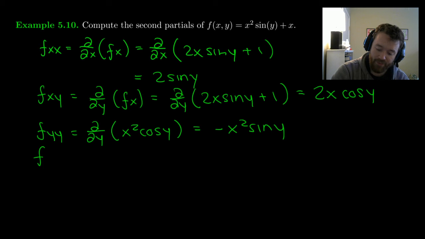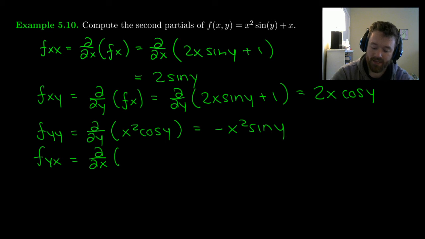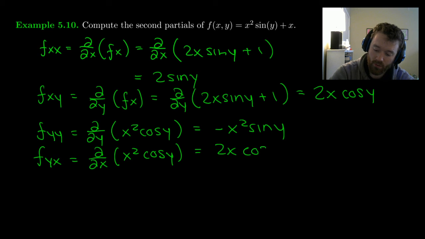And finally, fyx, this will be take a derivative with respect to y first, then a partial with respect to x. So this will be del x of x squared cosine y, and we'll get back 2x cosine y.